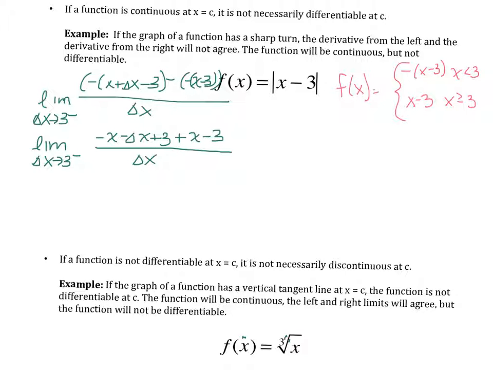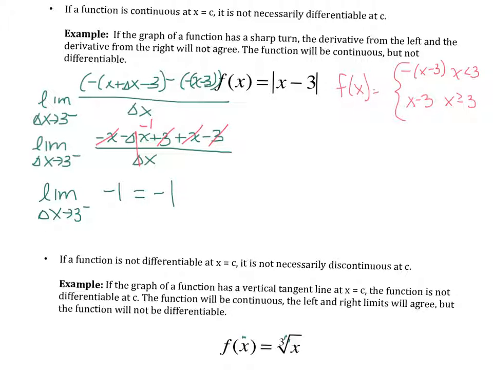There are a couple of negative signs you have to be careful with there. Now let's simplify where we can. We have a negative 3 and a positive 3. We have a negative x and a positive x. And then I have negative delta x over delta x, which simplifies to negative 1. So the limit from the left of negative 1 is just negative 1. So the derivative as we're coming in from the left is negative 1.